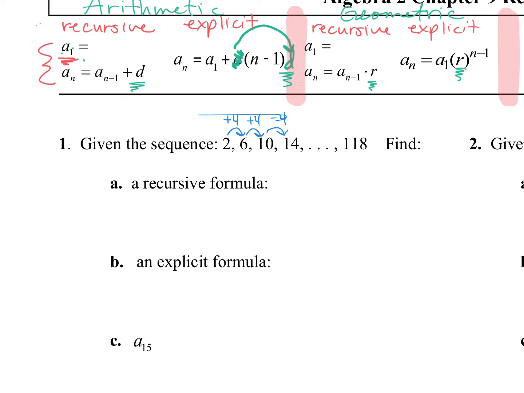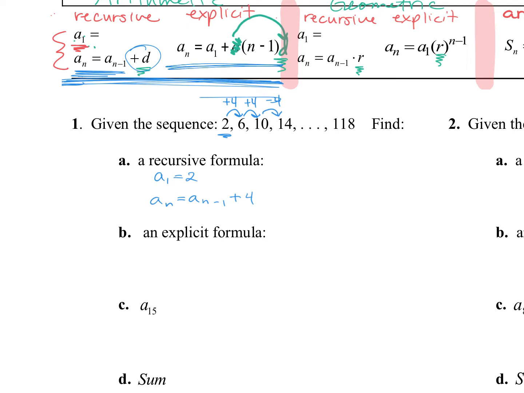So we're adding 4 each time. Okay, that means we're in this realm, right? We're dealing with the arithmetic because we're adding. So the recursive formula is going to be a sub 1 equals what? 2, your first term. And then a sub n, remember with these recursives, it's always a sub n equals a sub n minus 1, right? This part is not going to change. And then behind it is plus d. So we're just going plus 4. So that's your recursive.